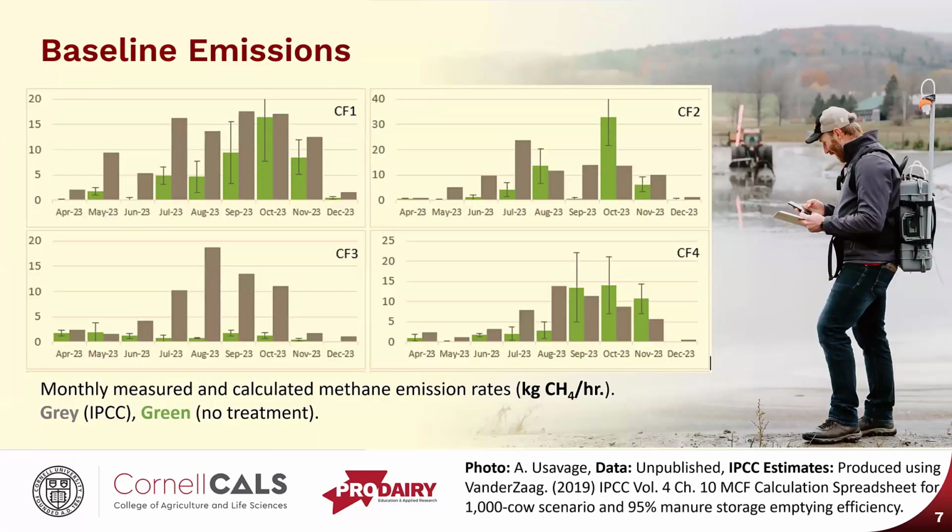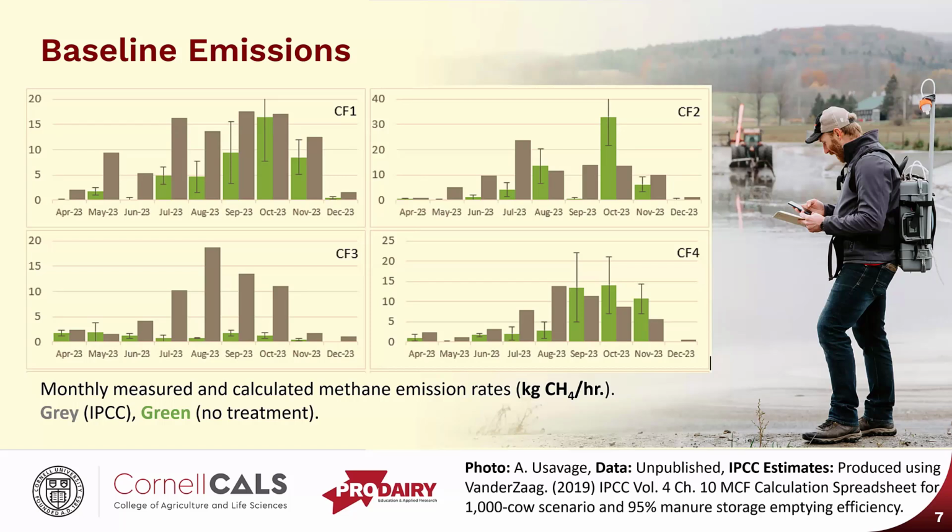And so through that process, we've been able to establish baseline emissions, right? So what you see here are 4 different farms, collaborating farm 1, 2, 3, and 4. And the grayish colored bars are our estimates of emissions using the IPCC approach, specifically Andrew Vanderzag's MCF calculation tool that really lets you get this at a monthly step. So there's some assumptions in there, and we've tried to take what we know about the farm and its management and the amount of manure and model as best we can.